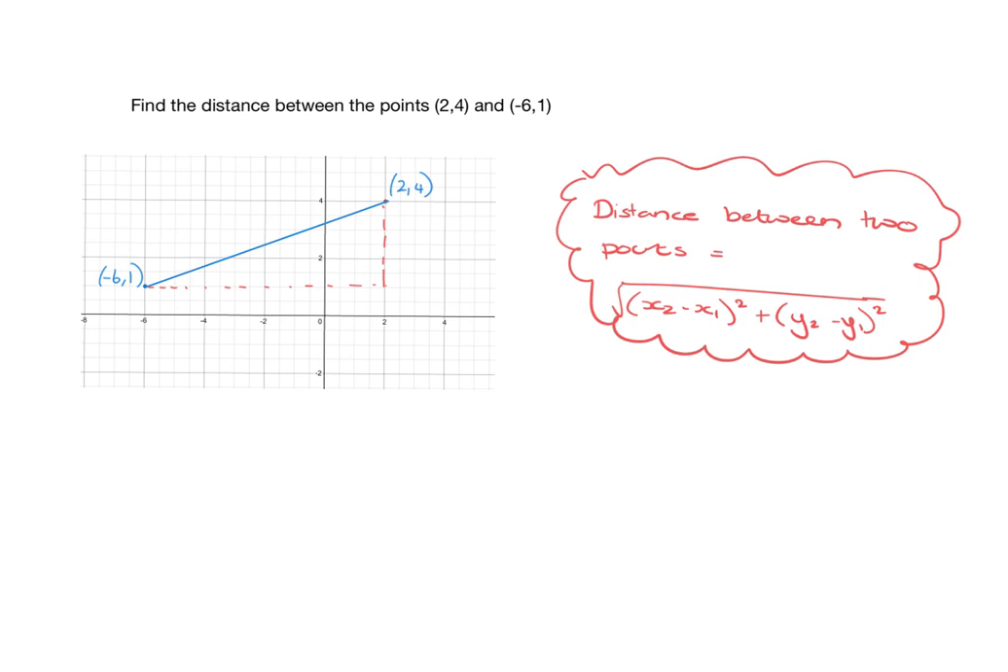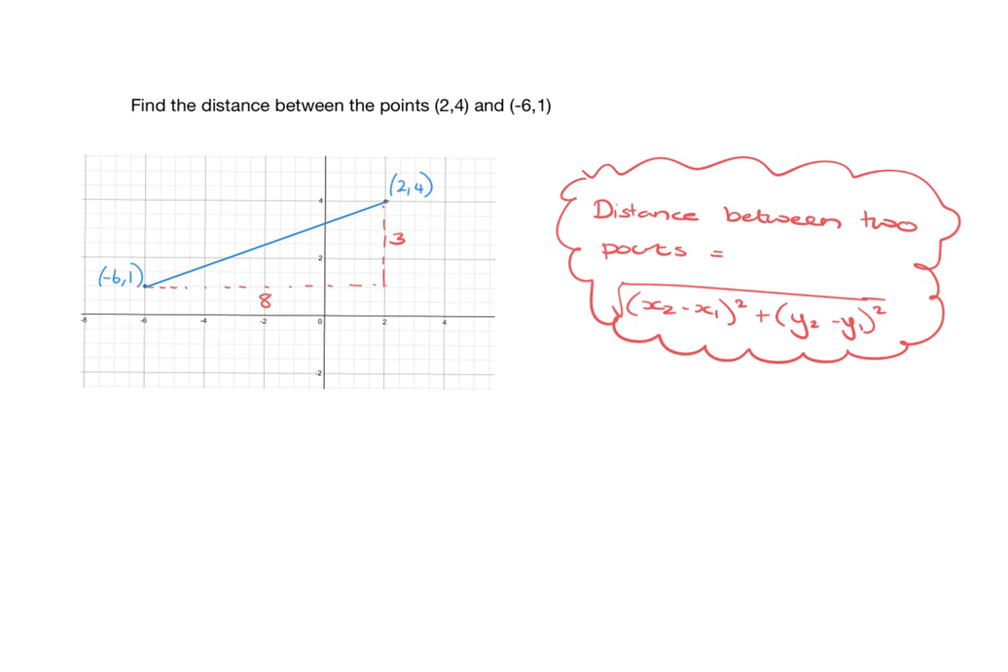So I can see on my coordinate grid, the distance between the x-coordinates is 2 minus 6, that's 8. And the distance between my y-coordinates is 4 minus 1, that's 3. So I've now got a right angle triangle that I can apply Pythagoras to. And this is what our formula is doing.